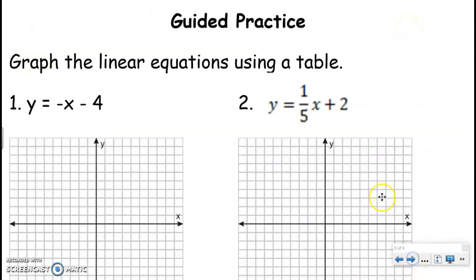Okay, so you're going to try the next two on your own. For the first one, this is like a -1 there, but you're going to plug in -1, 0, 1. For the second one, notice there's a fraction, so I'm not going to use those same numbers. I'm going to switch it up and look at my denominator to decide.